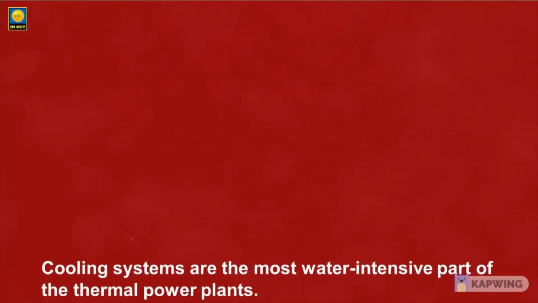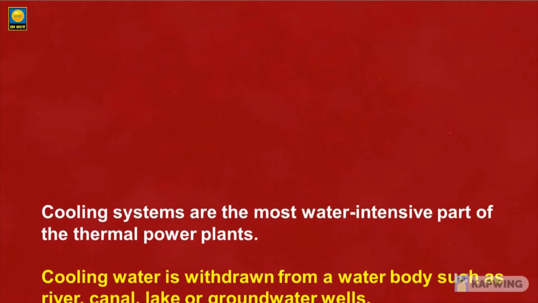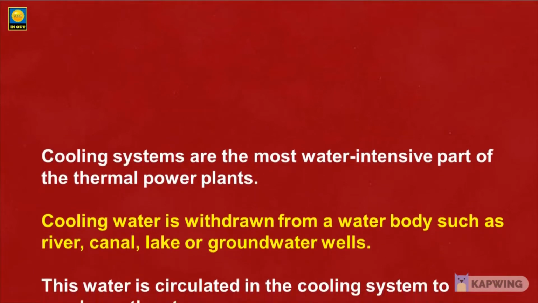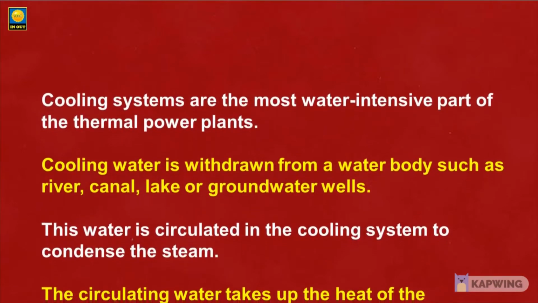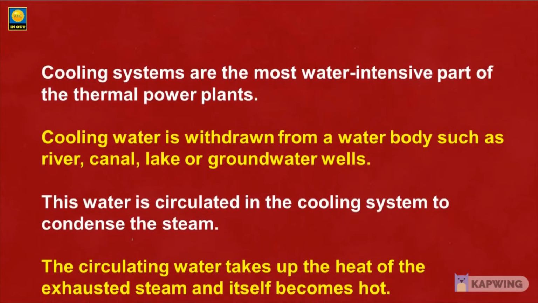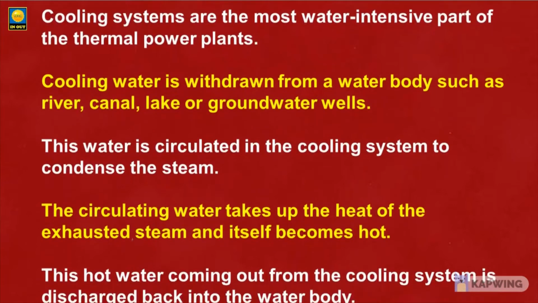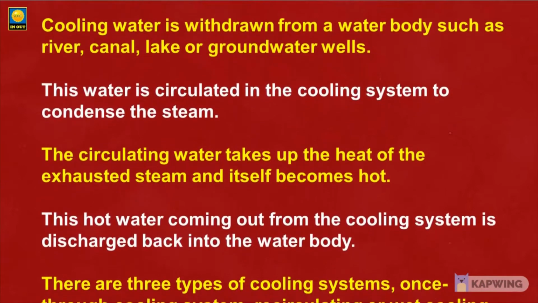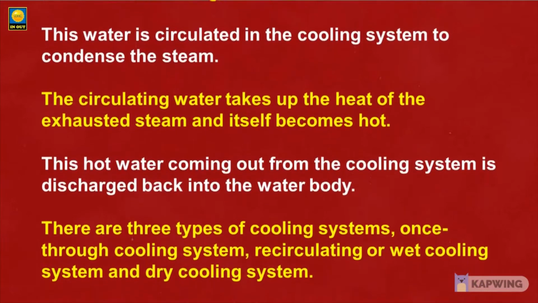Cooling systems are the most water-intensive part of the thermal power plants. Cooling water is withdrawn from a water body such as river, canal, lake, or groundwater wells. This water is circulated in the cooling system to condense the steam. The circulating water takes up the heat of the exhausted steam and itself becomes hot. This hot water coming out from the cooling system is discharged back into the water body.